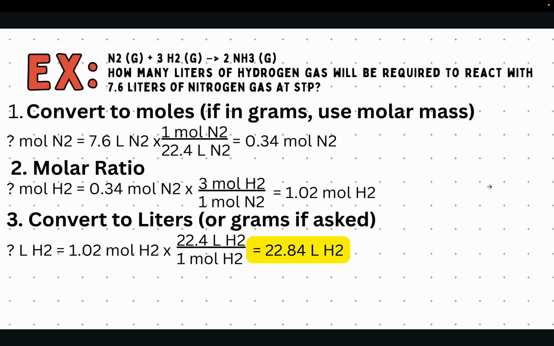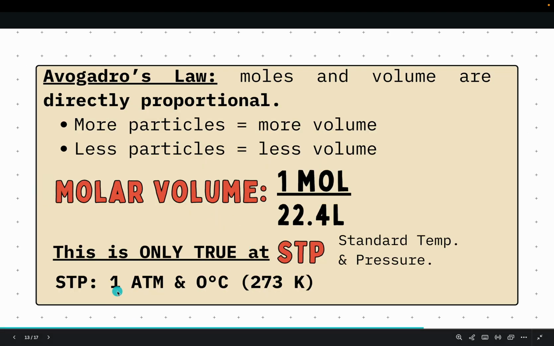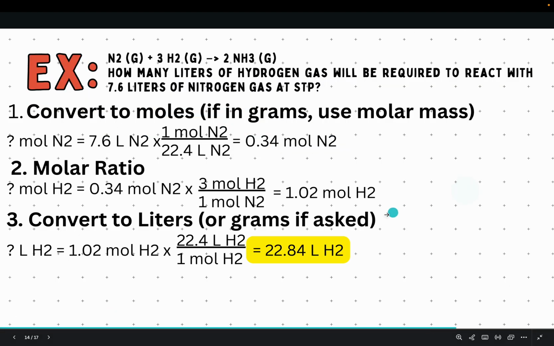Let's look at an example. So we've got a chemical reaction here. Nitrogen plus 3 hydrogen synthesizes into ammonia. So the question is, how many liters of hydrogen gas will be required to react with 7.6 liters of nitrogen gas at STP? By saying these two words, we already know these two parts. Okay? So there's no formula for this. Now we go back to good old dimensional analysis.